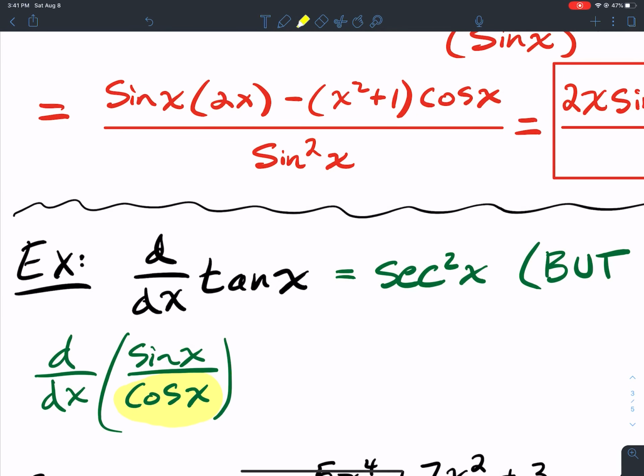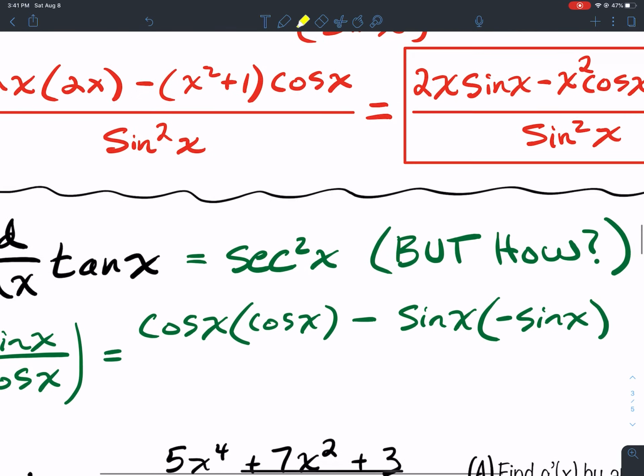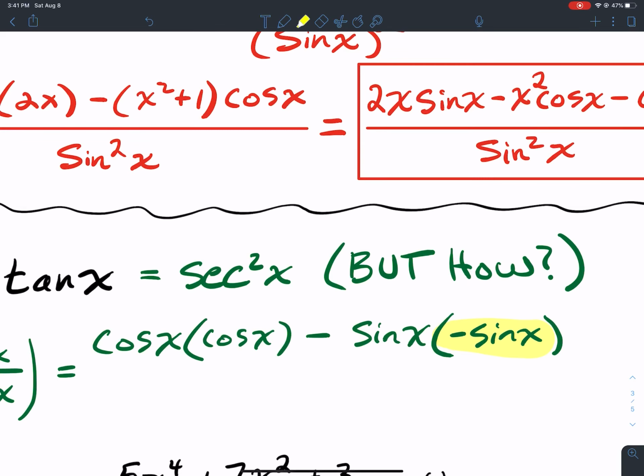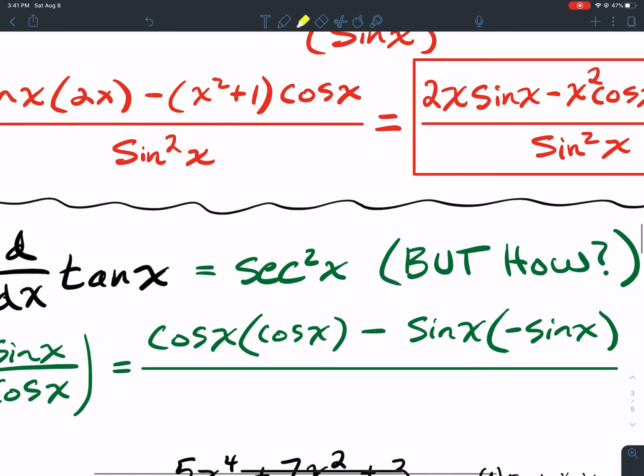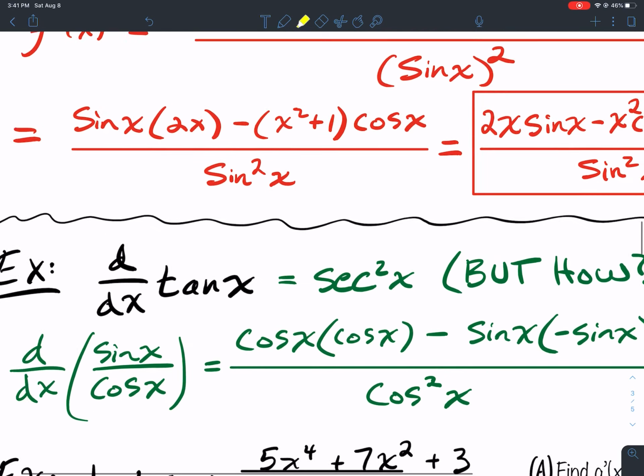So low d high. Low is cosine x times the derivative of sine. Derivative of sine is cosine, minus high, sine x, d low, derivative of cosine is negative sine, all over the square of what's below. So low is cosine times cosine, which is cosine squared.